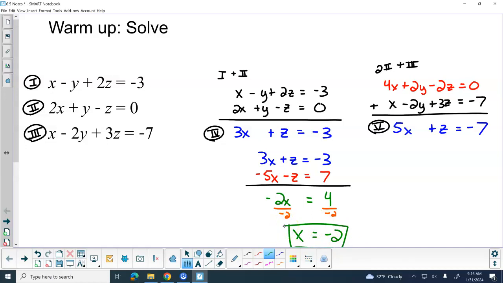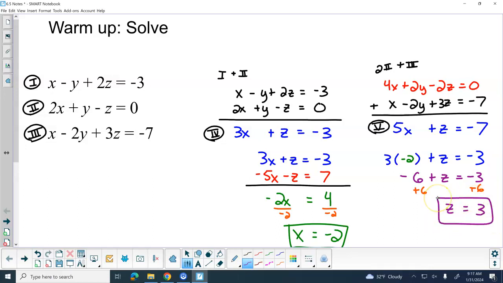Let's go back into this one. 3 times negative 2 plus z equals negative 3. 3 times negative 2 is negative 6, plus z equals negative 3. Add 6 to both sides. Z equals positive 3. We got x, we got z.